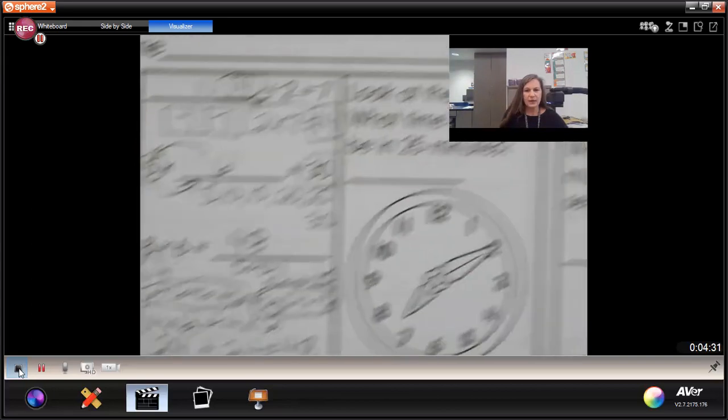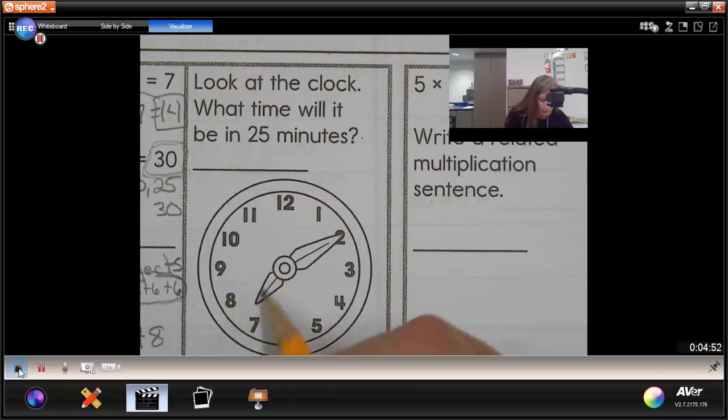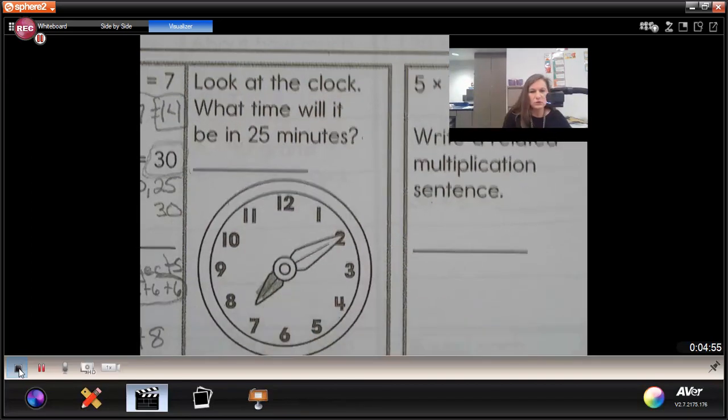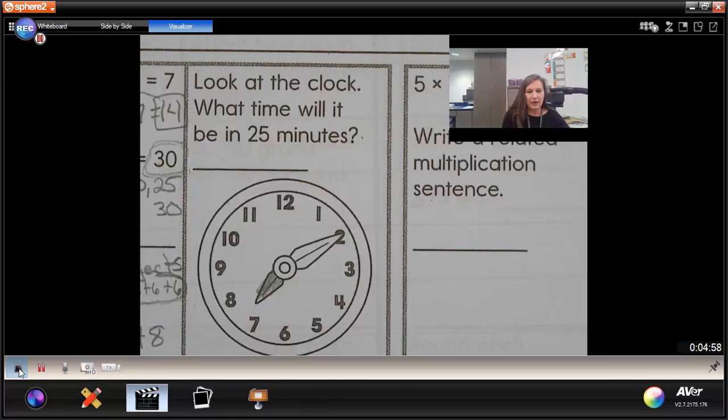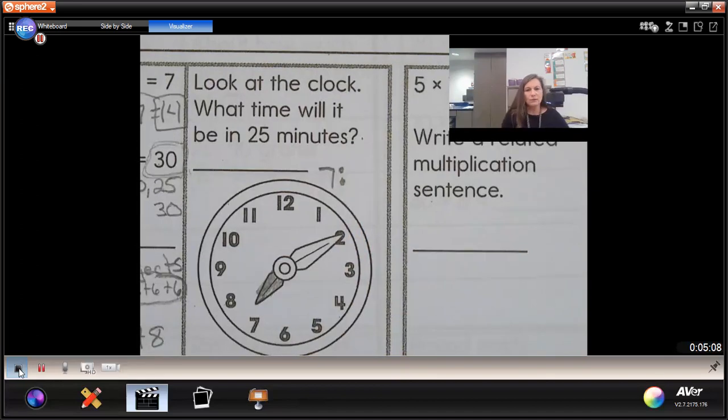All right, let's take a look at our next problem. It's a time problem, and it says, look at the clock. What time will it be in 25 minutes? So they give us a start time. So what time is on the clock? Well, if you said 7:10, you'd be correct. Remember, your short hand is your hour hand. We always look at the short hand first, and that is 7, because it's not at the 8, it's between 7 and 8. So it's 7. Now we look at the minute hand.